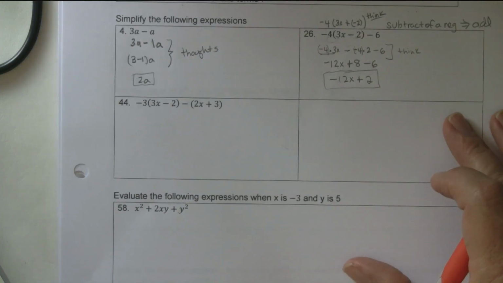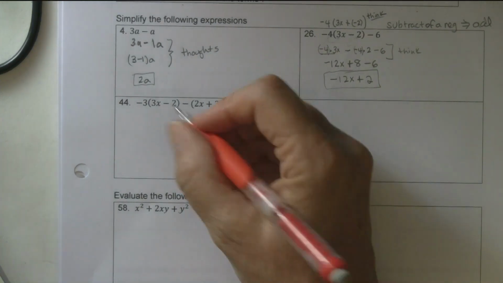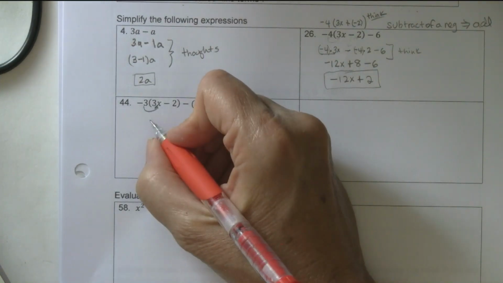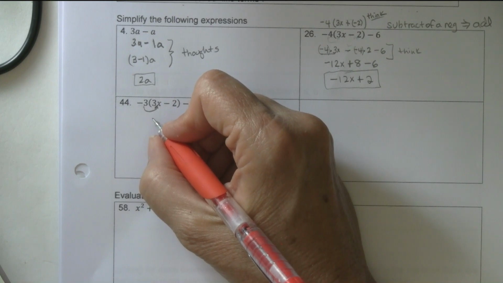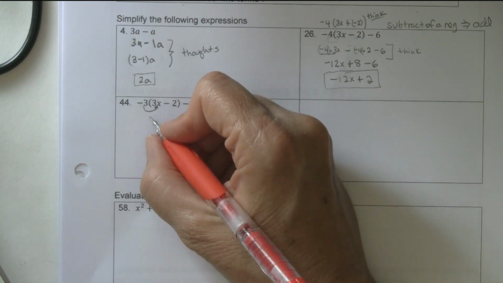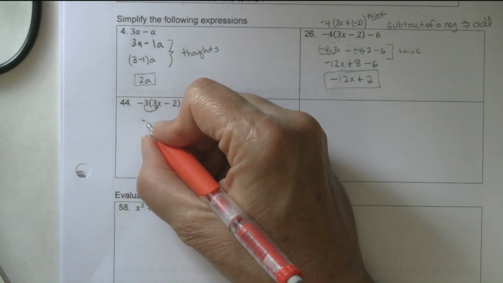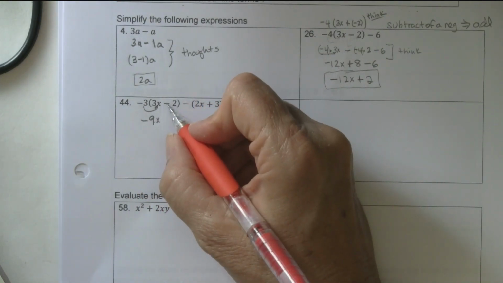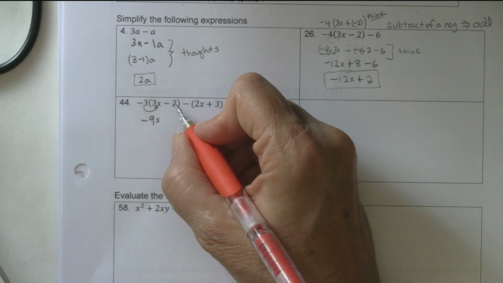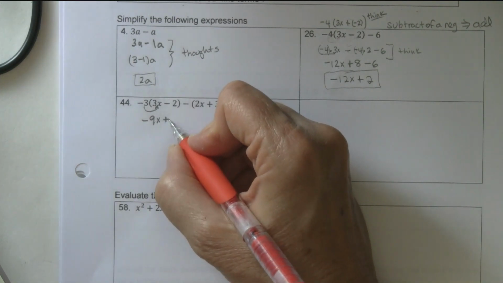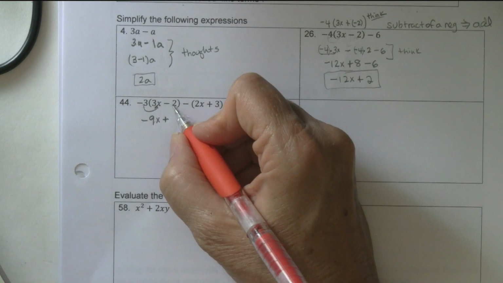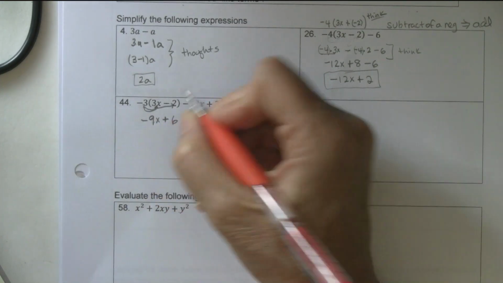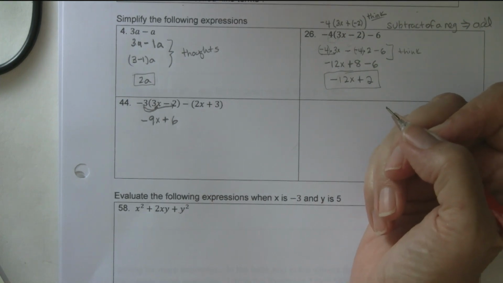This is problem 44, and it says here that we're going to be distributing this negative. So this is going to be negative 3 times 3x, which is going to be 3 times 3 is 9, so negative 9x. And then I'm going to do that situation where I think of this as add of a negative. So this is going to be add, and a negative times a negative is a positive 6. So that's how I would like to do it there.